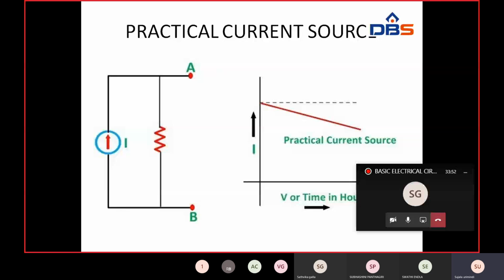Lumped element means an element whose size is small compared to its wavelength, depending upon its frequency. Wavelength is nothing but lambda. That type of element is called a lumped element.